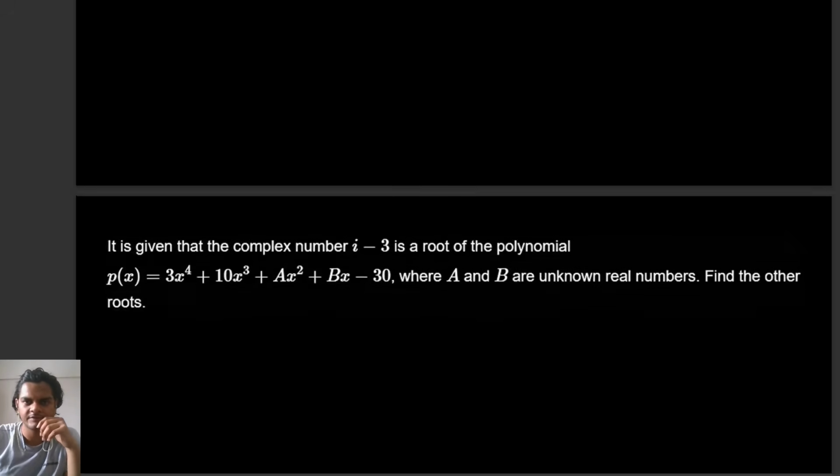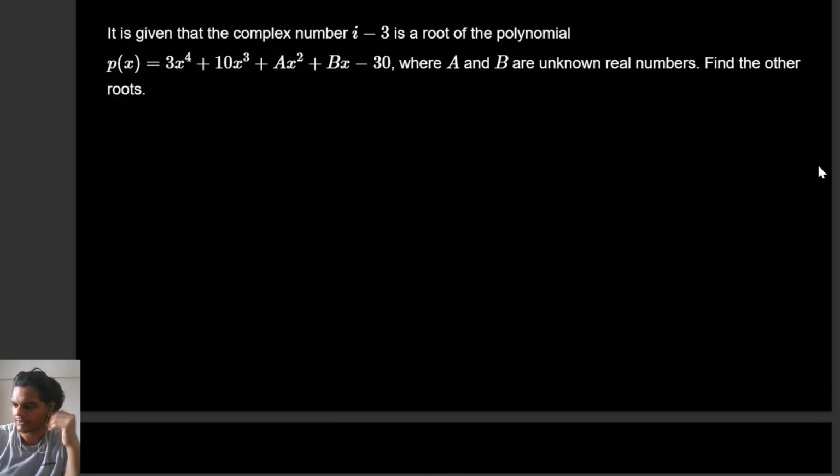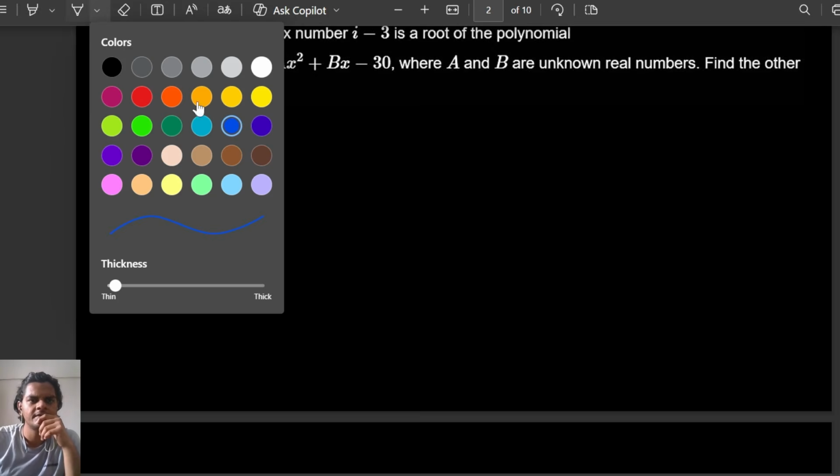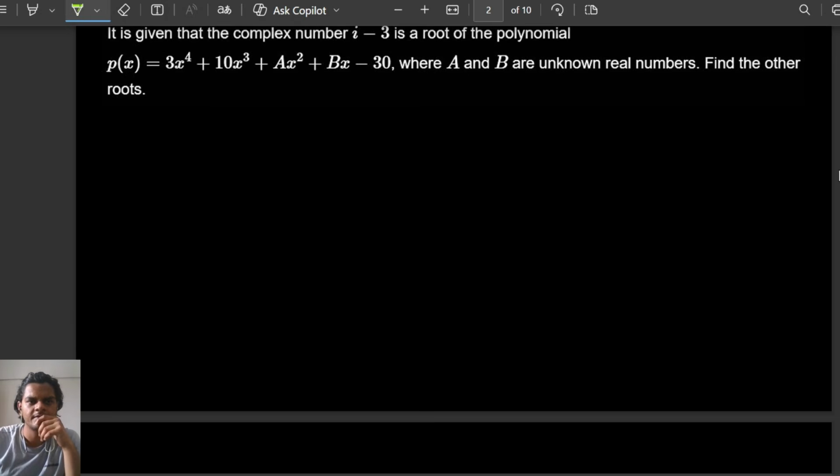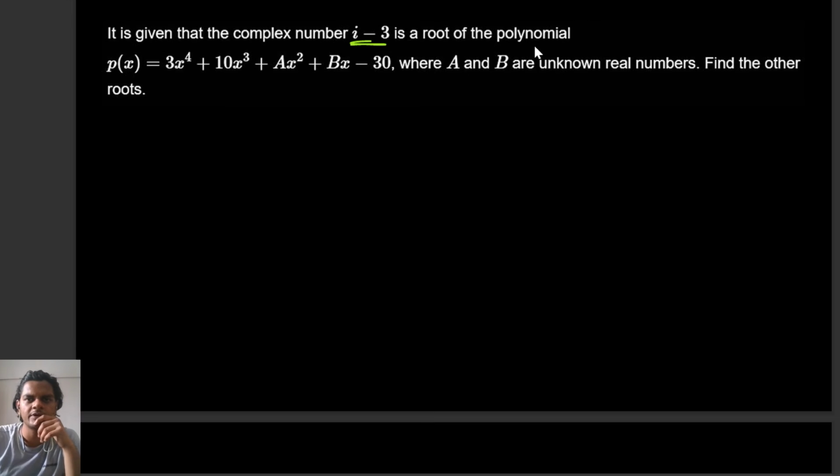So let's go. First question. Pause the video. Give it a try. Okay, the question says this complex number i minus 3 is a root of this polynomial and the polynomial has real coefficients. Now, since the polynomial has real coefficients and one of the roots is complex, that means the conjugate of this complex has to be another root of this polynomial, right?